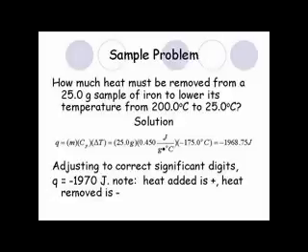So we want to adjust this to the correct number of significant digits, and there are 3. So Q would be equal to negative 1970 joules. And again, please note, heat added is positive, heat removed is negative.